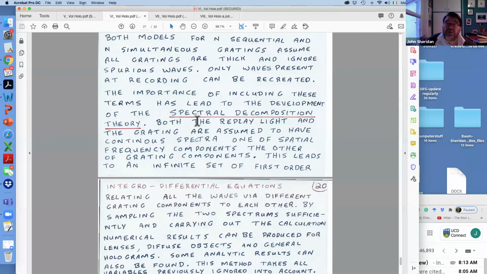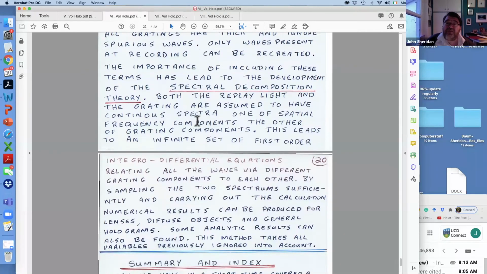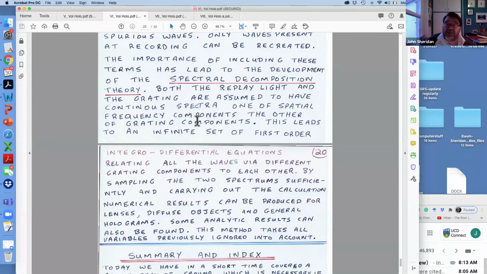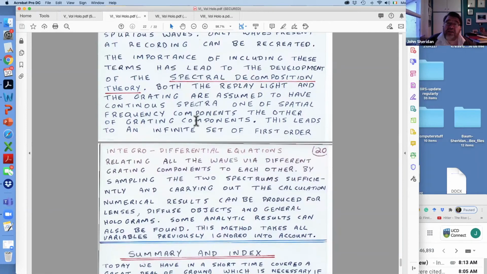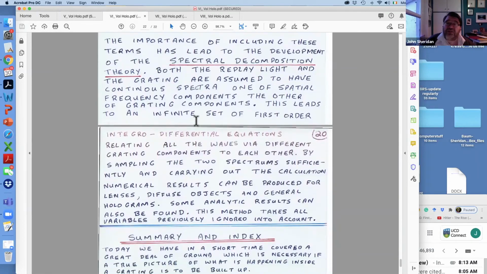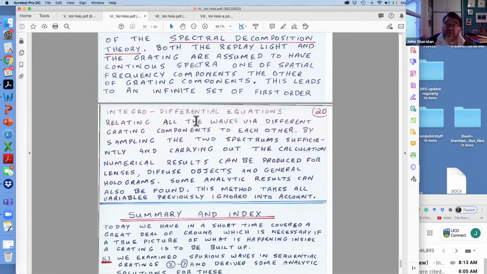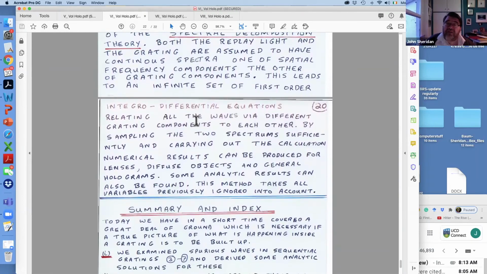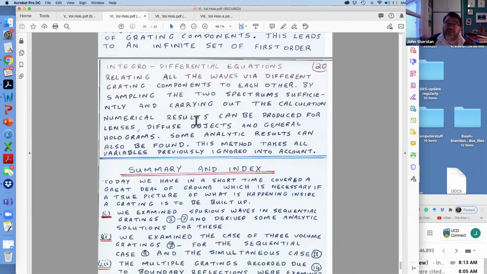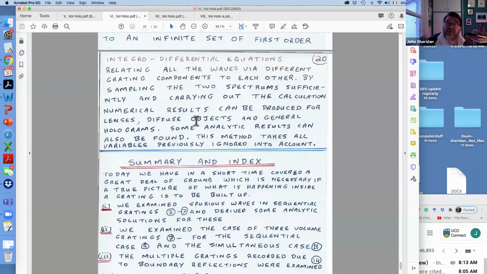The importance of including these terms has led to the development of the spectral decomposition theory. Both the replay light and the gratings are assumed to have continuous spectra, one of spatial frequency components, the other of grating components. And this leads to an infinite set of first-order integral differential equations relating all the waves. Now, if you've got some variation of the grating in depth, you're typically going to be solving this using the Runge-Kutta method, not the state space.